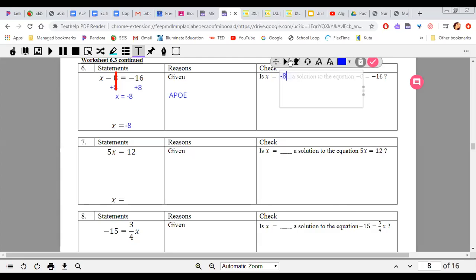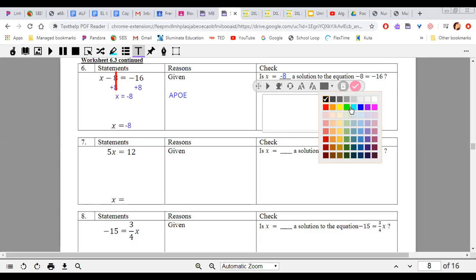Plug it in here. And it says, is negative 8 a solution to the equation? Oh, look, they have a typo. They just wrote negative 8. Anyone else catch that? Yeah. I didn't do that.